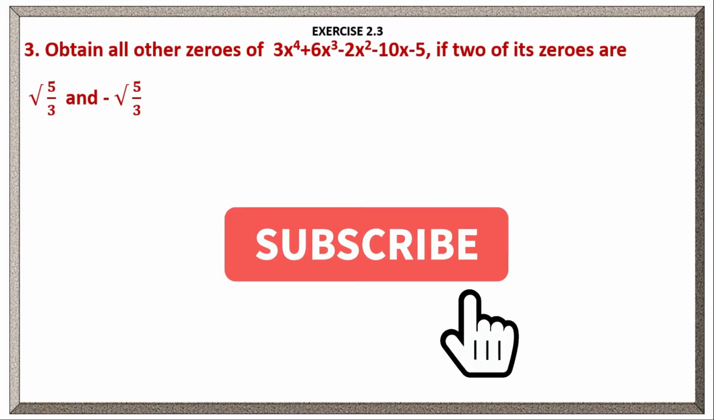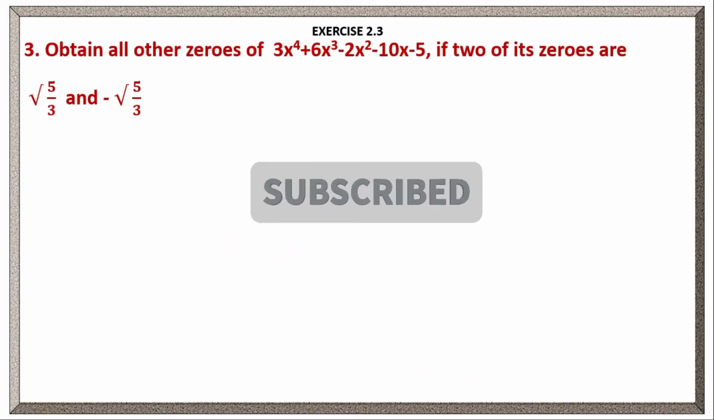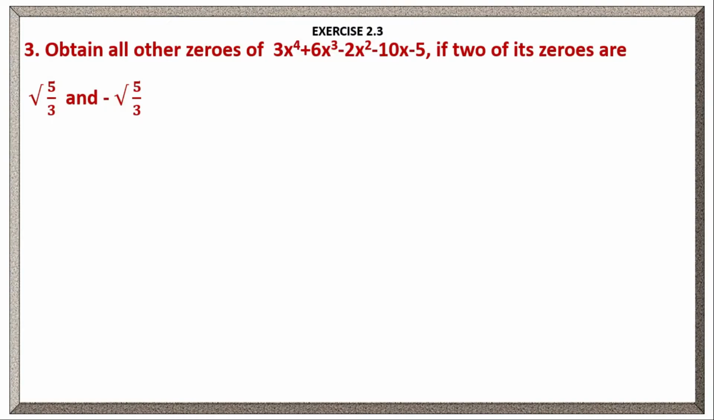Let's see polynomials exercise 2.3, third problem. Obtain all the other zeros of 3x to the power of 4 plus 6x cube minus 2x square minus 10x minus 5 if two of its zeros are root 5 by 3 and minus root 5 by 3. Clear? Here, what is given?